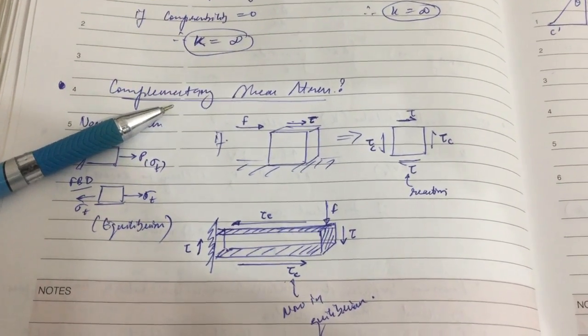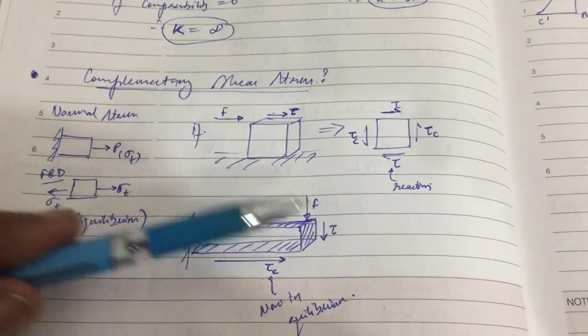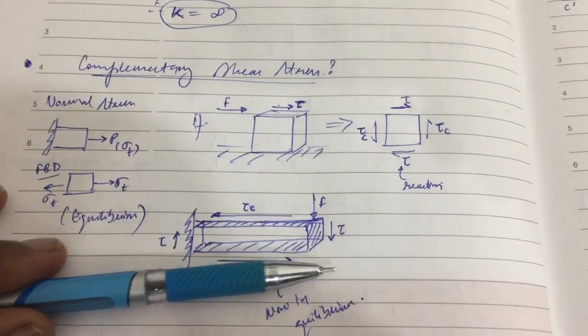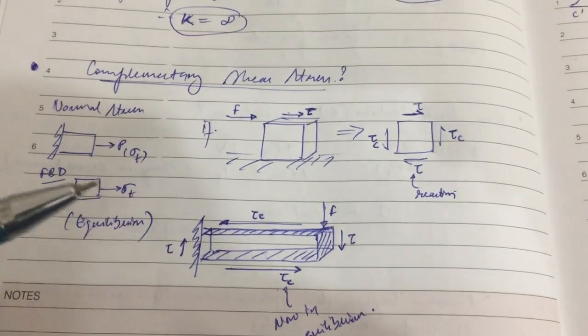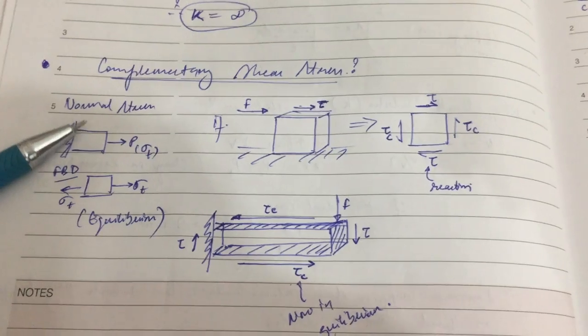So the other question is, what is complementary shear stress? Complementary shear stress is a stress which is basically self-induced, or it happens automatically if we don't have to do anything. It's like complementary food or something like that.